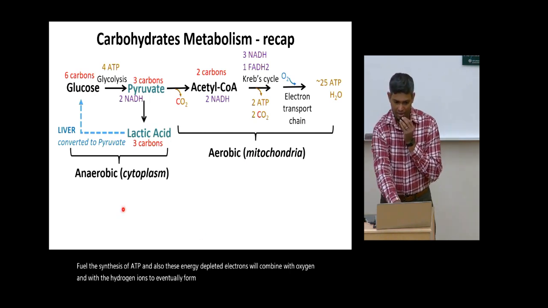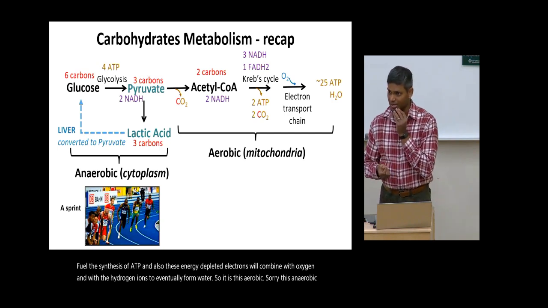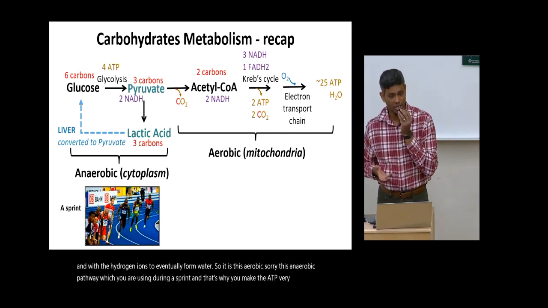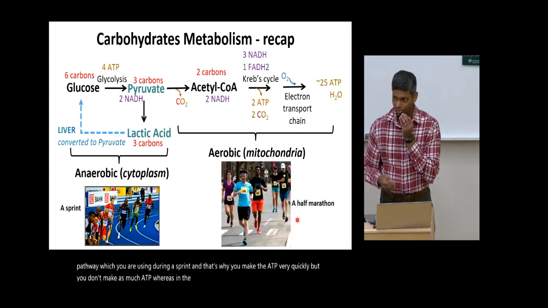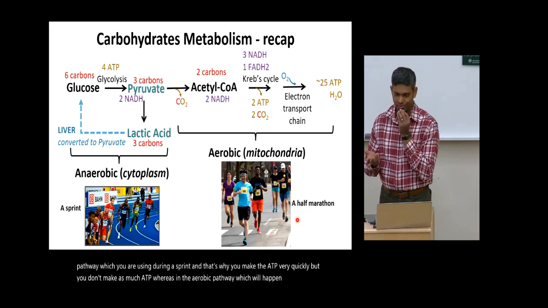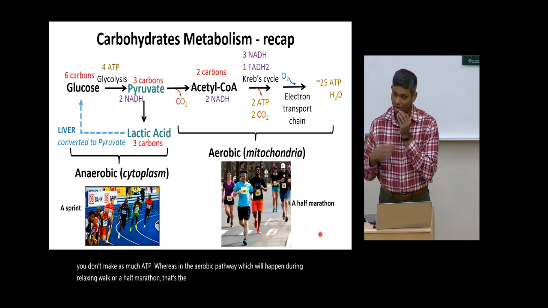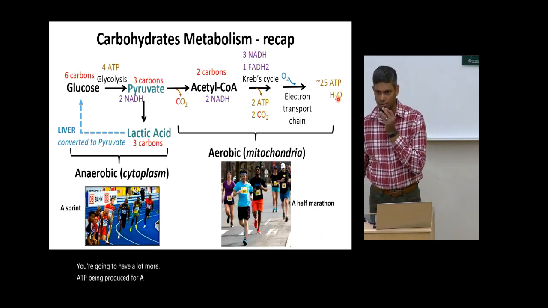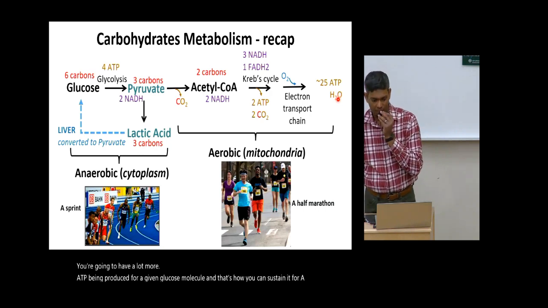So it is this anaerobic pathway which you use during a sprint, and that's why you make the ATP very quickly, but you don't make as much ATP. Whereas in the aerobic pathway, which would happen during a relaxing walk or a half marathon, that's the time you're going to have a lot more ATP being produced for a given glucose molecule, and that's how you can sustain it for a longer time. Is that clear, folks?